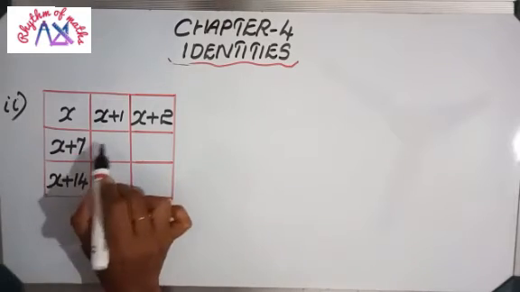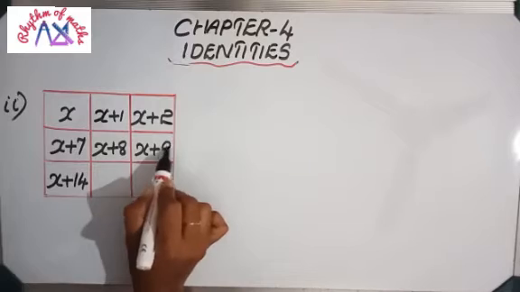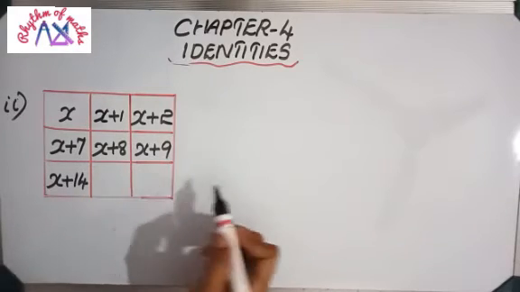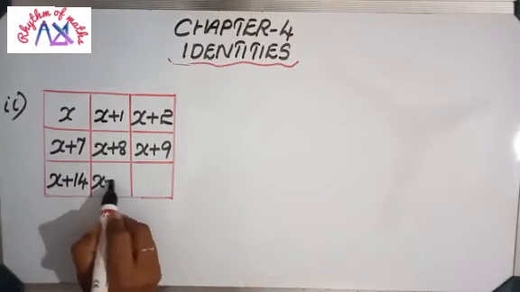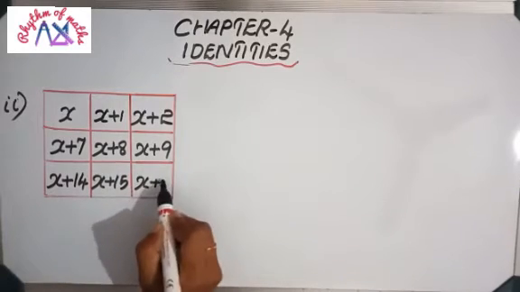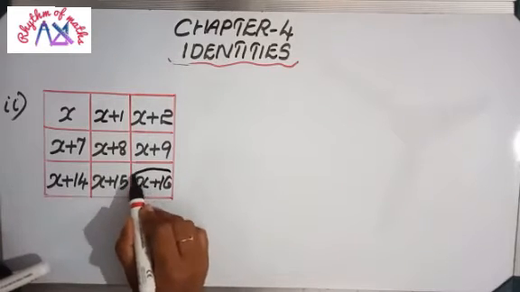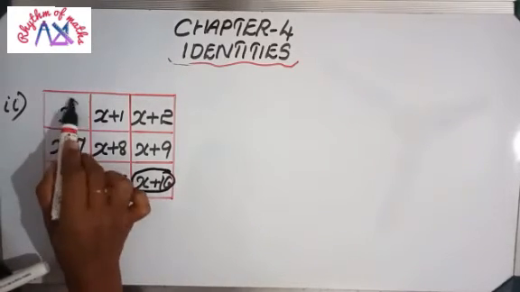So now here it will be x plus 8, here x plus 9. Here also moving forward, 1 must be added. So x plus 14 plus 1, 15 here. Then x plus 15 plus 1, 16. Okay, so these are the 9 numbers using algebra. Now we need to find what? Sum of squares of diagonals. So these are the first diagonal, x plus 16 and x.